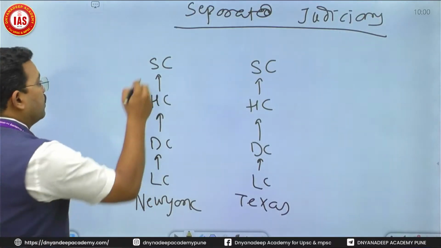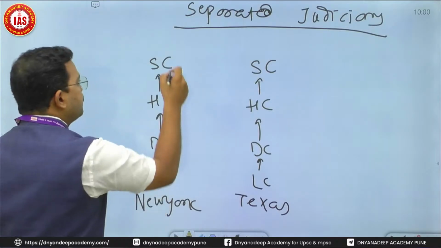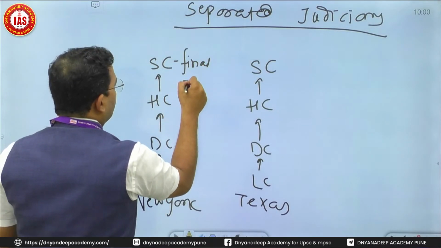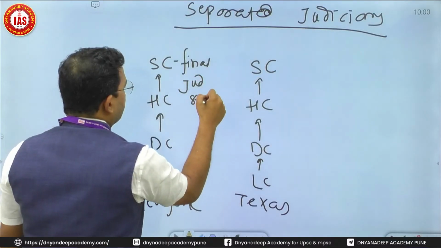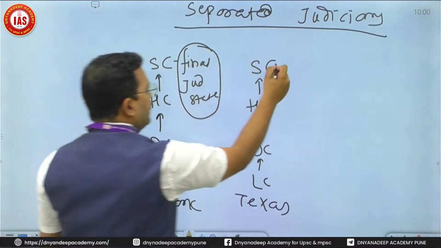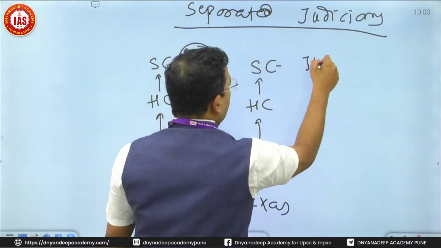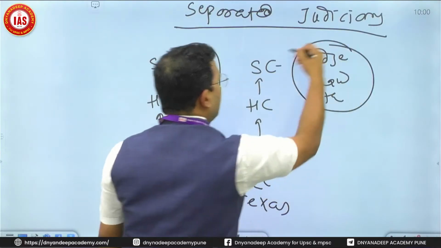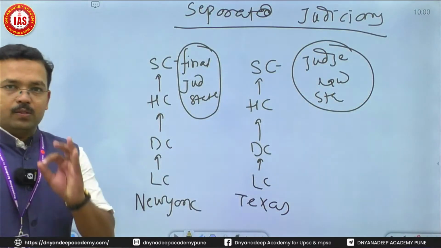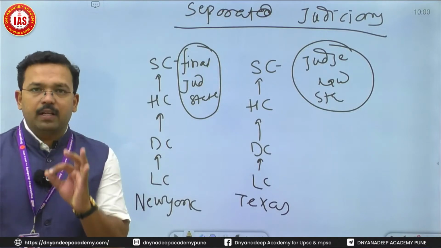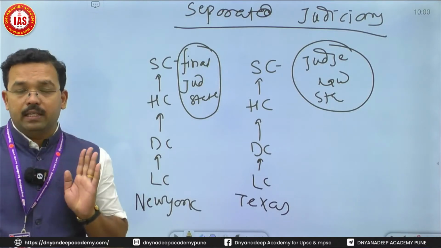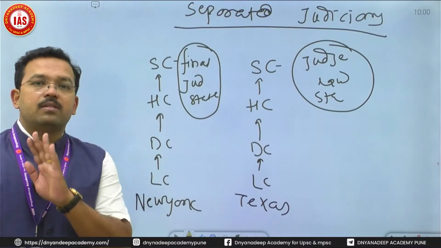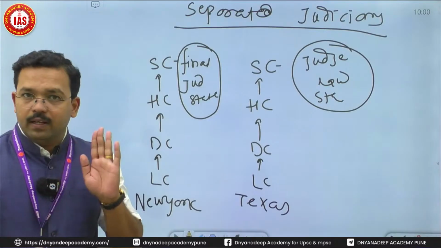So, the Supreme Court of New York has the right to give final judgment on state law. It is the final authority to judge on what? On state law. Right? For state law. So, they have separated judiciary. Supreme Court of a particular state in America lies in that particular state only and nowhere else.